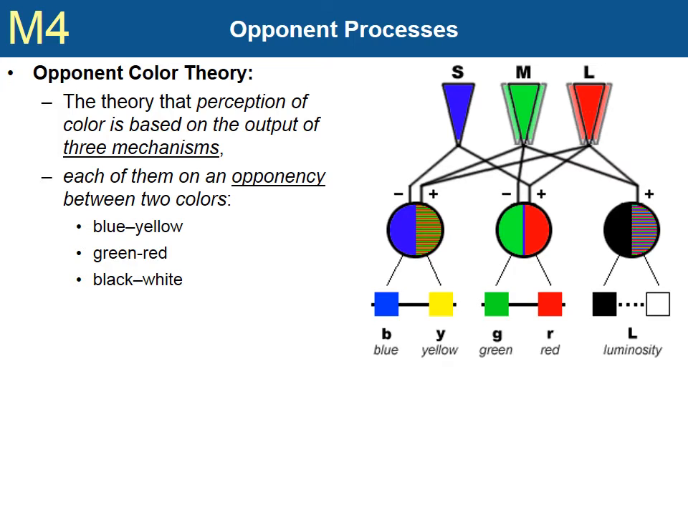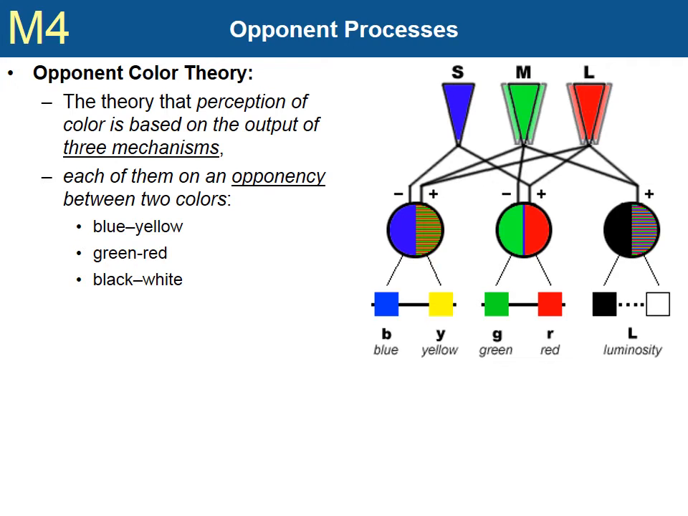The opponent color theory states that perception of color is based on the output of three mechanisms. But, in this case, these mechanisms are an opponency between two colors. The blue-yellow mechanism compares inputs from the S cones and contrasts them with inputs from the M and L cones. Yeah, when mixing light rather than paint, red and green make yellow.